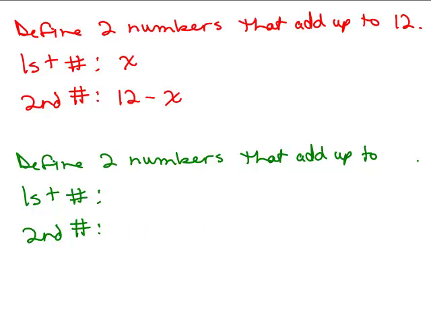So we'll do one more. Two numbers that add up to 45. All right, do it. Define your two numbers. Okay, how about letting the first one be Y? And what would the second number be defined as? You got it. 45 minus y. All right, now we're ready to do a problem where something like this comes up.